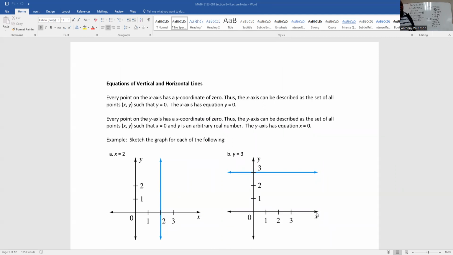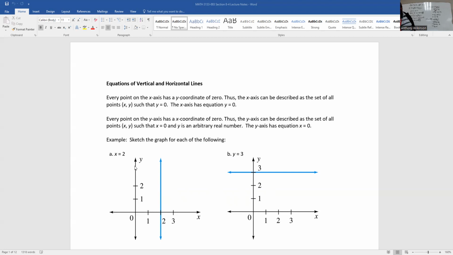And it says here, every point on the x-axis has a y-coordinate of 0. So here, this is my x-axis. If I have points on the x-axis, that means the y-coordinate is automatically going to be 0. That means the x-axis can be described as the set of all points (x, y) where y is equal to 0. And here the x-axis has the equation y = 0.